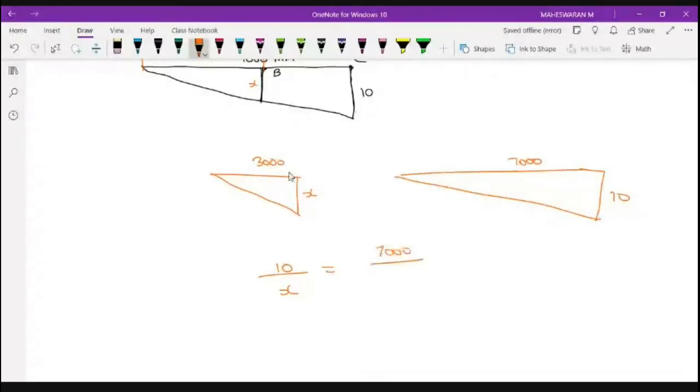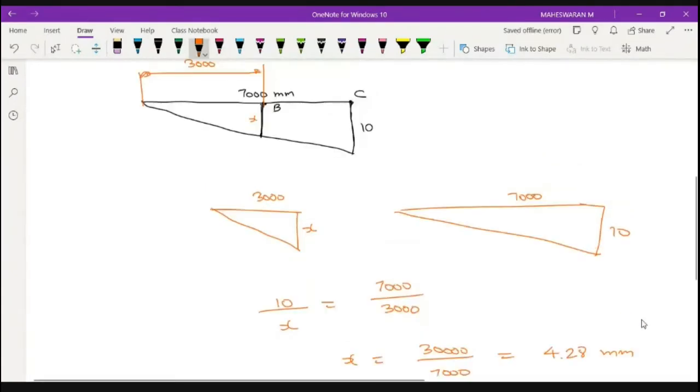So I can identify the value of x. So x will be 30,000 divided by 7,000. Right? So what is the value? 4.28, sir. So we're getting 4.28 mm. So now I identified the value of x. I can identify strain now.